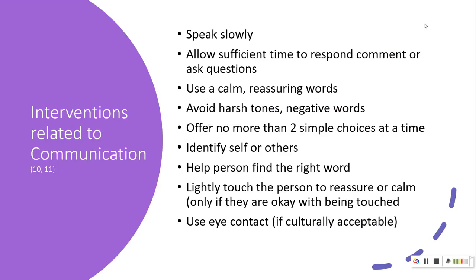Some other interventions that are related to communication is to speak slowly. And I have a tendency to speak fast, so I have to really think about slowing down when I'm talking and allowing sufficient time to respond, comment, or ask questions, just like I was saying before. Use calm, reassuring words. Let them know that it's okay if they don't remember something. We don't have to get mad at them or anything. We want to avoid harsh tones and negative words.